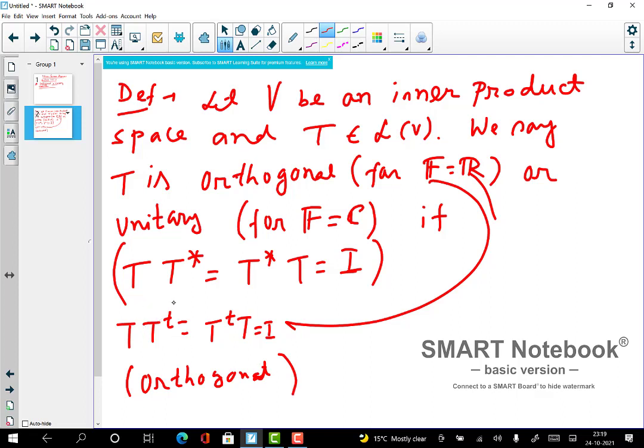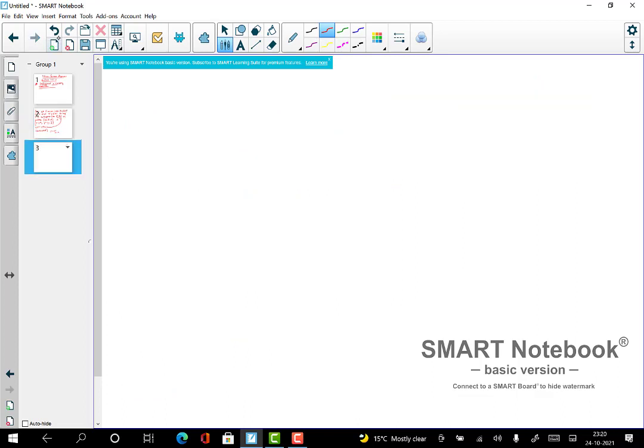Because in that case T star becomes T transpose over the reals, that is true. So these operators are called orthogonal or unitary. Generally we use the term unitary operators, but when you talk about real numbers, we call them orthogonal operators. We will see several properties of these operators and several equivalent conditions that define them. But let me first talk about some examples.